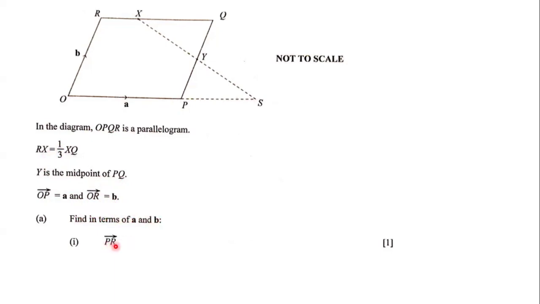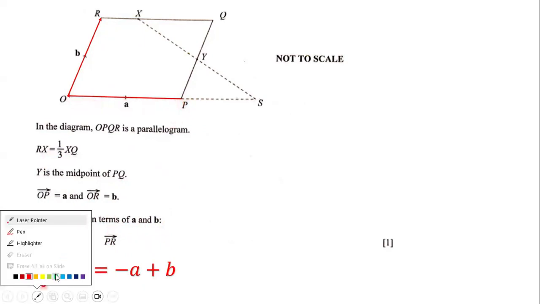Now, PR means that we start at P and we end at R. So we're going to go from P to O and then from O to R. And so PR is equal to, when we go from P to O, negative a. And the reason why it's a negative a is that we're going in the opposite direction of a.